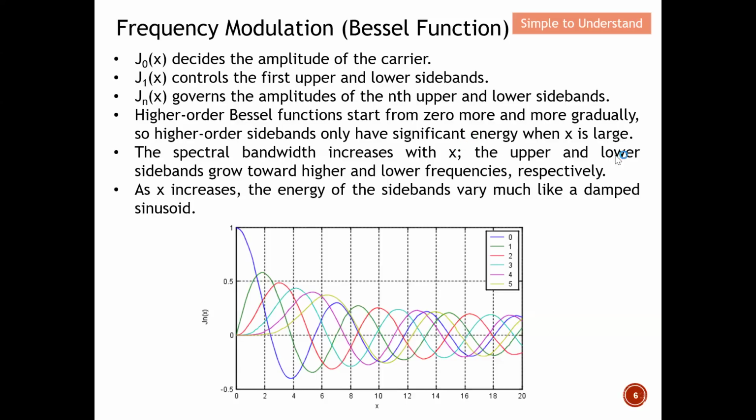Okay, so the upper and lower sidebands actually grow towards higher and lower frequency, which means that if you look at the frequency spectrum, when you have a bigger X, they go further right and also further left, respectively. Okay, so as X increases, the energy of the sideband is very much like a damped sinusoid, as you can see from this graph here. Let's say for this green one, you can see that it's actually like a damped sine wave. So basically these are the key things that you use to describe this graph here.